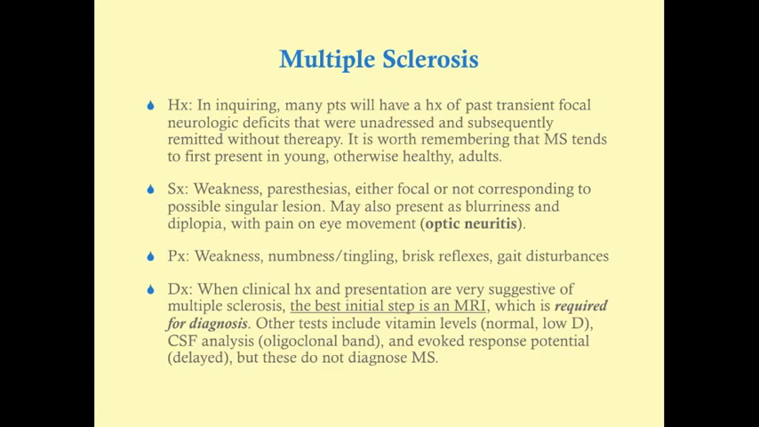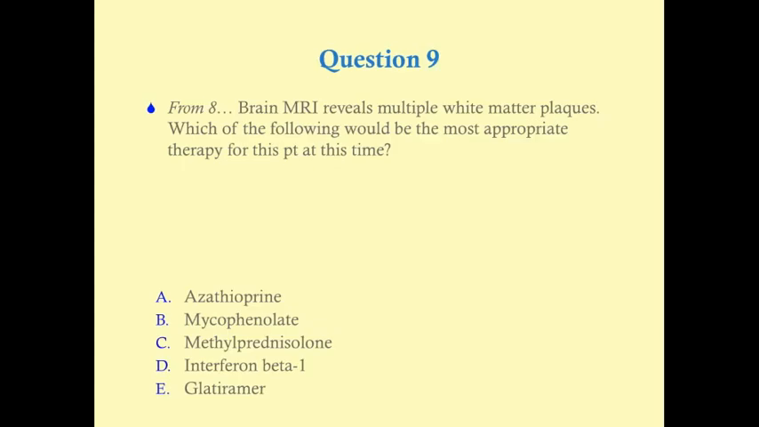Okay, question 9. So brain MRI reveals multiple white matter plaques, so we know this is MS. Which of the following would be the most appropriate therapy for this patient at this time? A, azathioprine, B, mycophenolate, C, methylprednisolone, D, interferon beta 1, or E, glatiramer? Okay, the answer here is C, methylprednisolone.